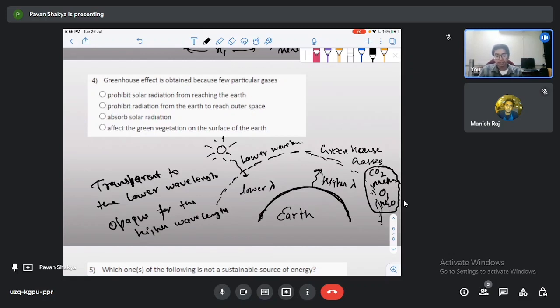As we know, the earth's temperature is lower than the sun's, thus our earth radiates energy at higher wavelength. When this higher wavelength energy goes out, these greenhouse gases don't allow this radiation to pass. Thus ultimately, because of this accumulation of higher wavelength energy, the temperature of the earth continuously increases. Thus the answer for this problem will be the second, prohibit radiation from the earth to reach the outer surface.